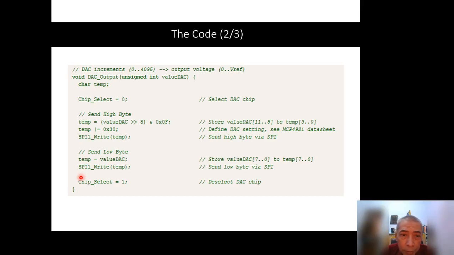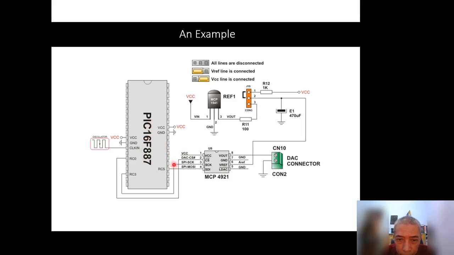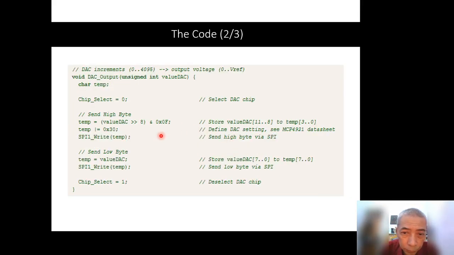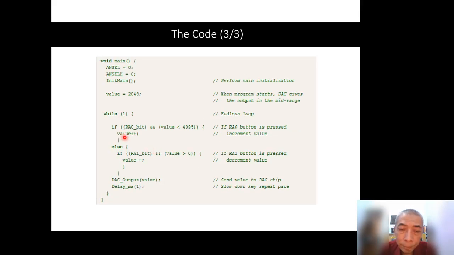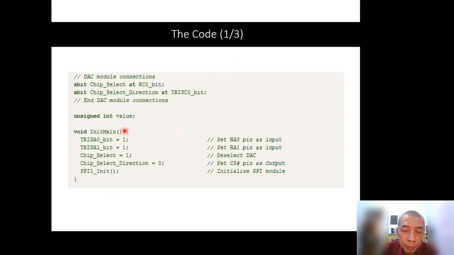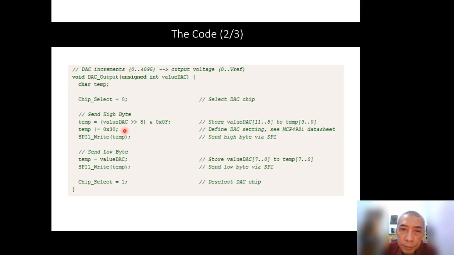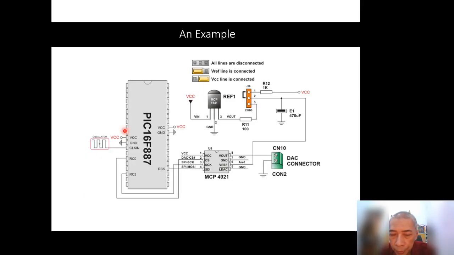Okay, digital to analog. So from here to the MCP4921, and you can use the output to measure the voltage. You have to use a multimeter. So if you press the RA0 button, the voltage is increasing, and if you press the RA1 button, the voltage will be decreasing, and so on. Okay, so this is the simple example of SPI serial communication using the PIC microcontroller, and also using the DAC interface, which is MCP4921.